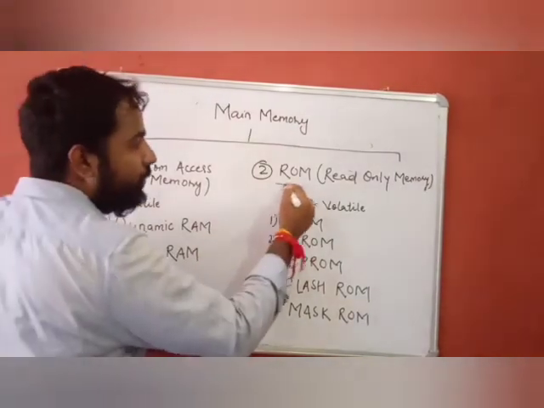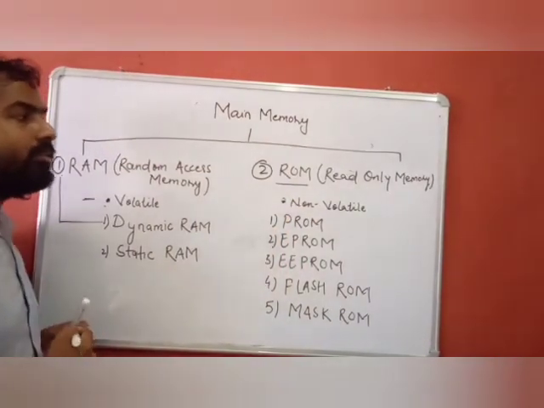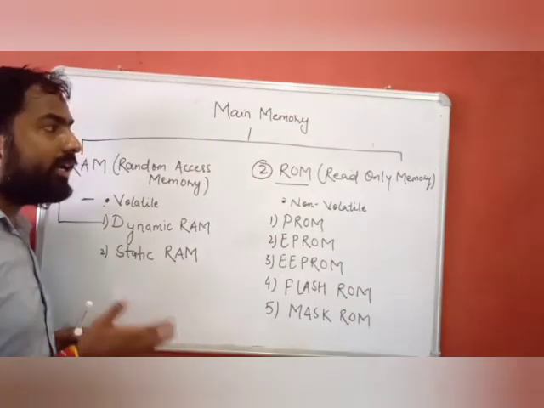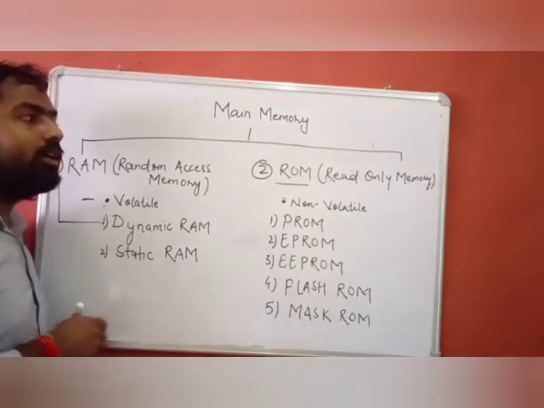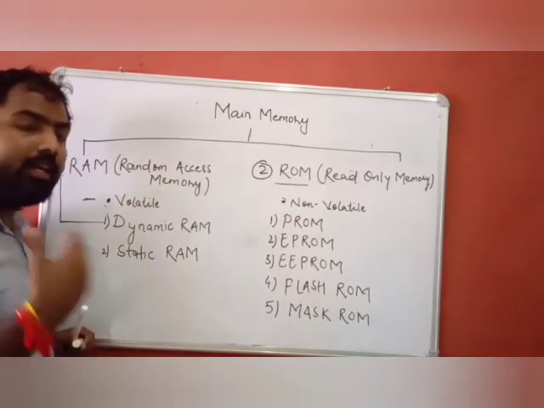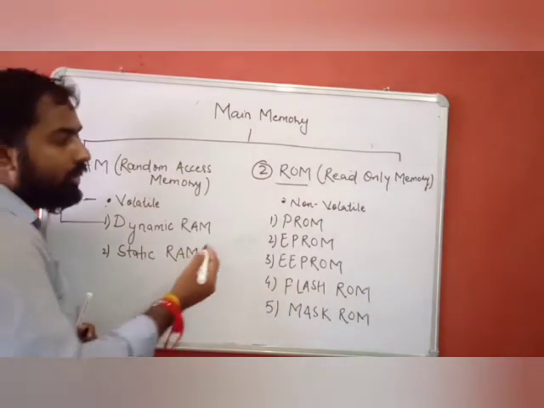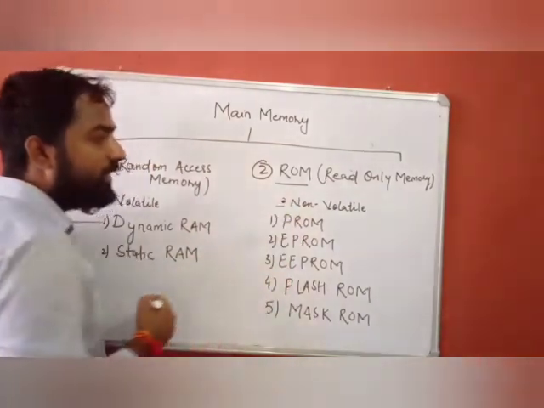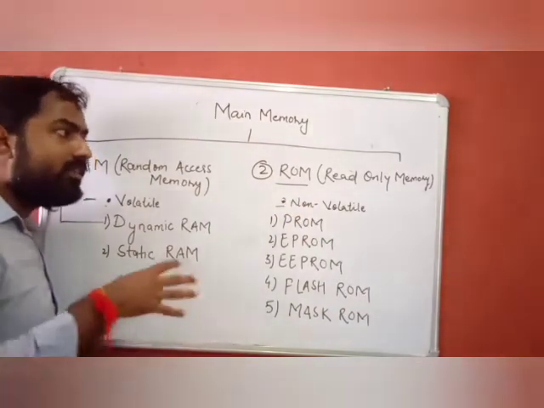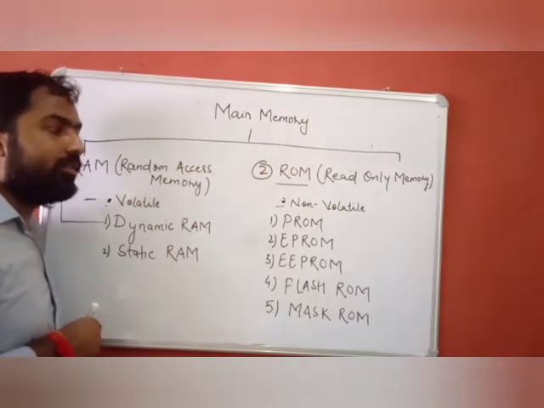Whereas ROM, as the name suggests, is read-only memory. It means here we can't write the data. Whatever data is written there, you can only read. You can't write again and again in this memory. The main advantage of ROM is that it is a non-volatile memory. It means once data is saved in ROM, it will not get erased.